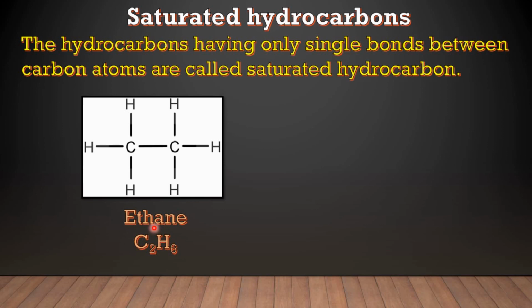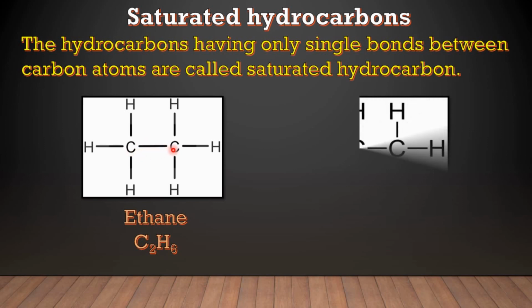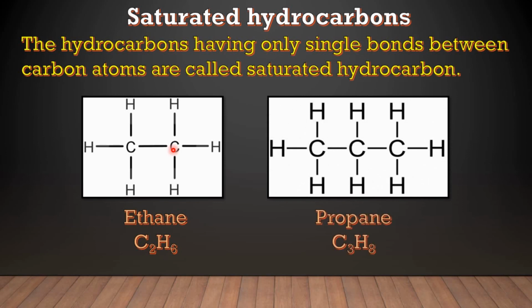One more example is propane. The formula is C3H8. In this hydrocarbon propane, there are 3 carbon atoms and there is a single covalent bond between the carbon atoms. So such hydrocarbons are called saturated hydrocarbons.